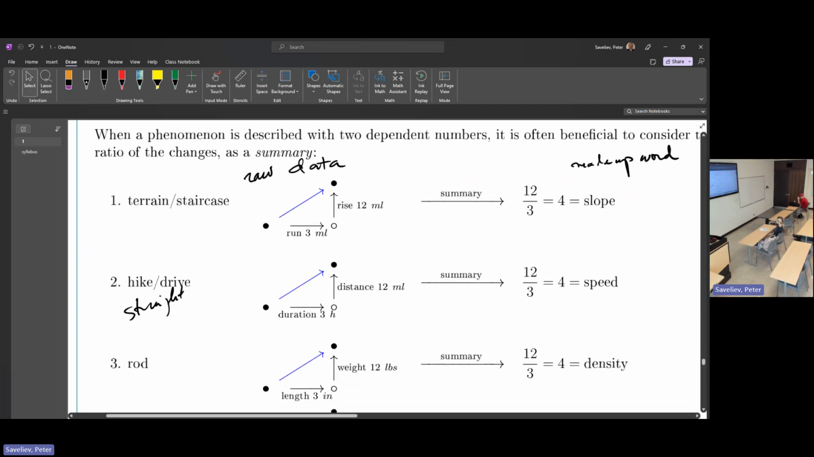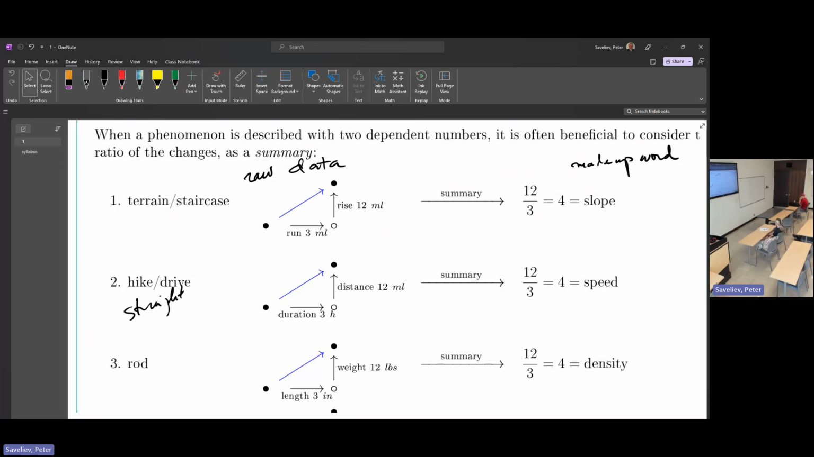Here's another one. Suppose we have a metal rod, and it is 3 inches long and weighs 12 pounds. If we divide 12 by 3, we end up with the density. We call it the linear density. It will be pounds per inch. Pounds per inch. Okay, so once again, 3 situations right there in front of you. Mathematics is exactly the same, but the interpretations are entirely different. And once again, the point of producing the slope is producing the summary.